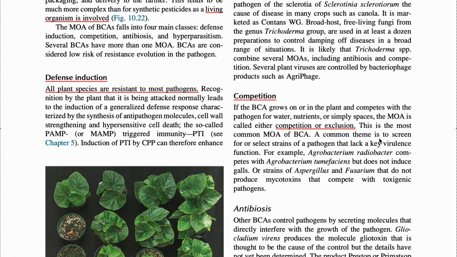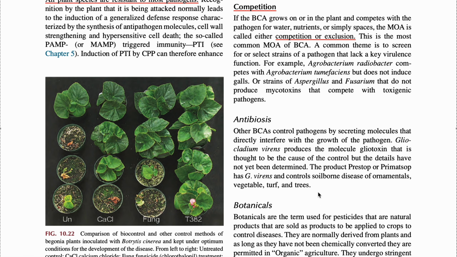A common theme is to screen for or select strains of a pathogen that lack a key virulence function. For example, Agrobacterium radiobacter competes with Agrobacterium tumefaciens but does not induce galls, or strains of Aspergillus and Fusarium that do not produce mycotoxins compete with toxigenic pathogens.